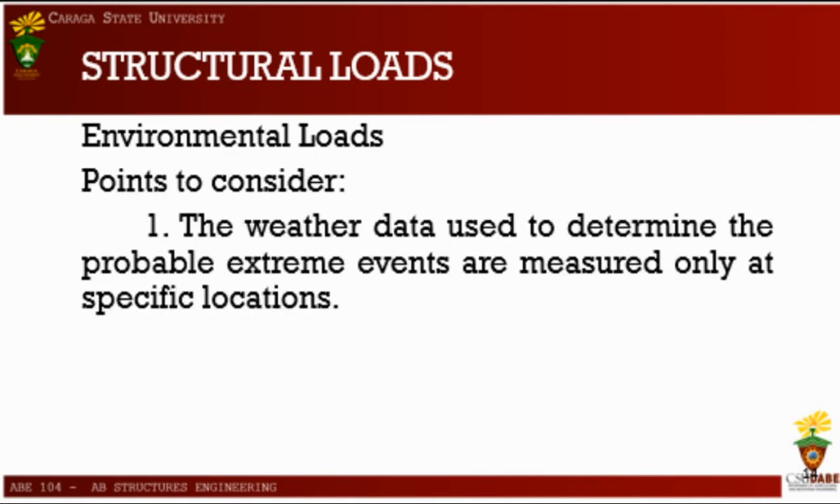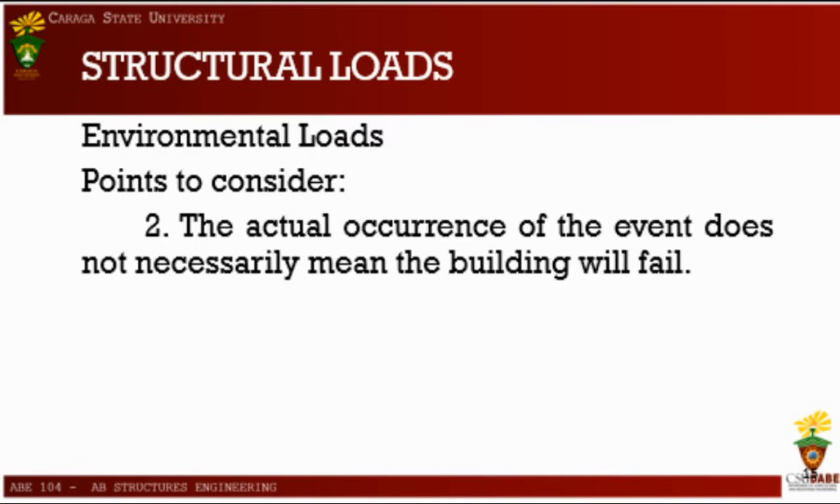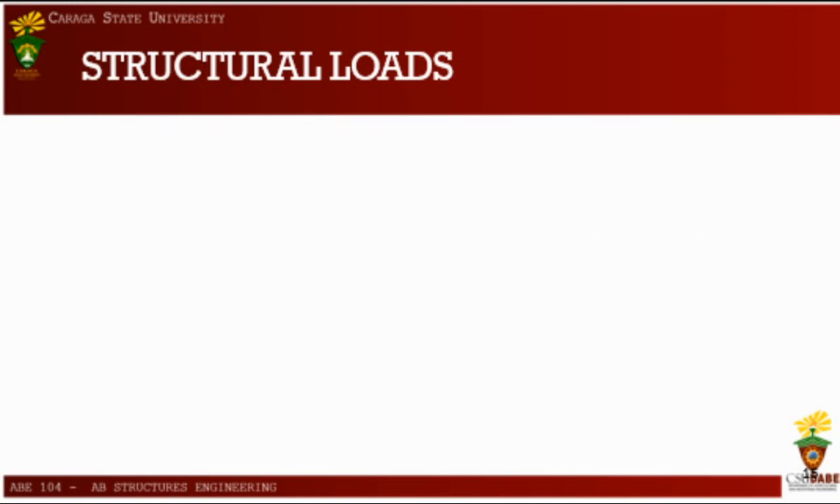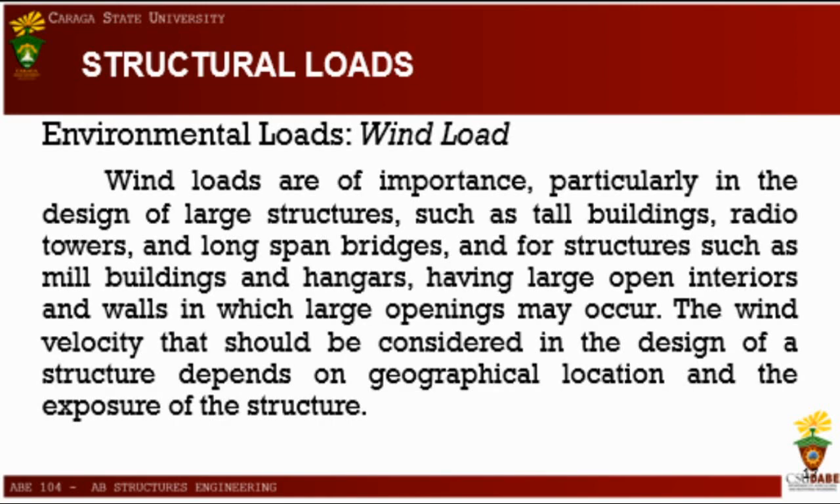First, the weather data used to determine the probability of extremes is measured only at a specific location. Second, the actual occurrence of the event does not necessarily mean the building will fail. Third, the occurrence interval associated with risk classes is inversely related to expected building life. This is now the type of environmental loads that we will discuss.